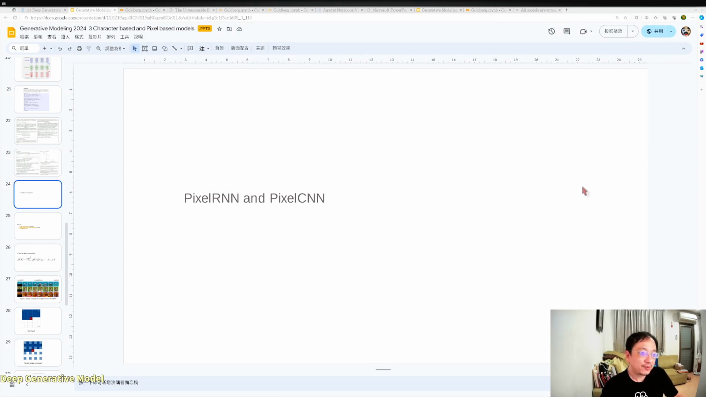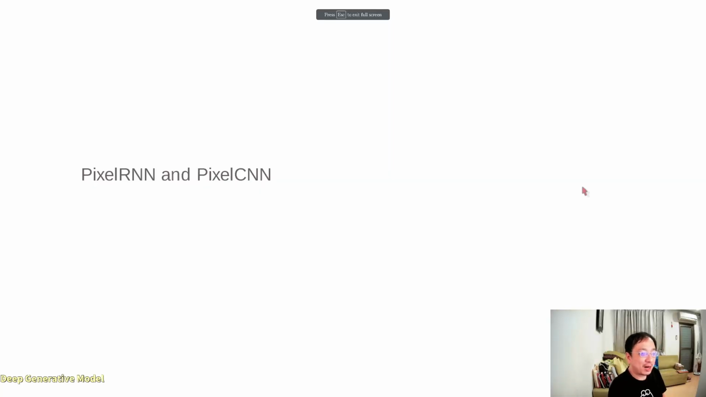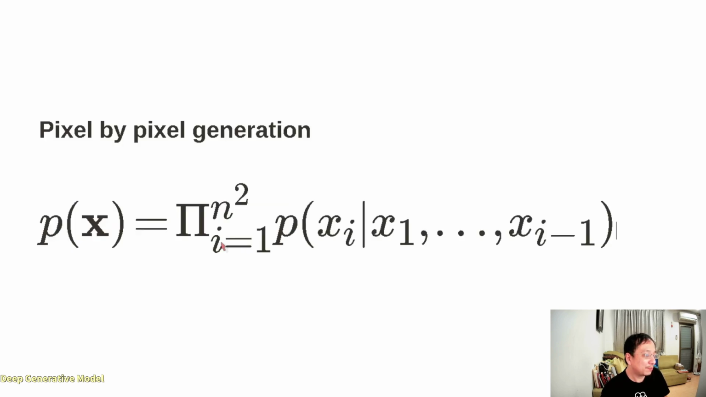Okay, so in this video, we're going to introduce PixelCNN and PixelRNN. These are also autoregressive models, but they deal with the generation of image data. The major reference is the original paper, that is the 2016 paper, and another 2016 paper, and also there's a reference implementation in TensorFlow Probability distributions.